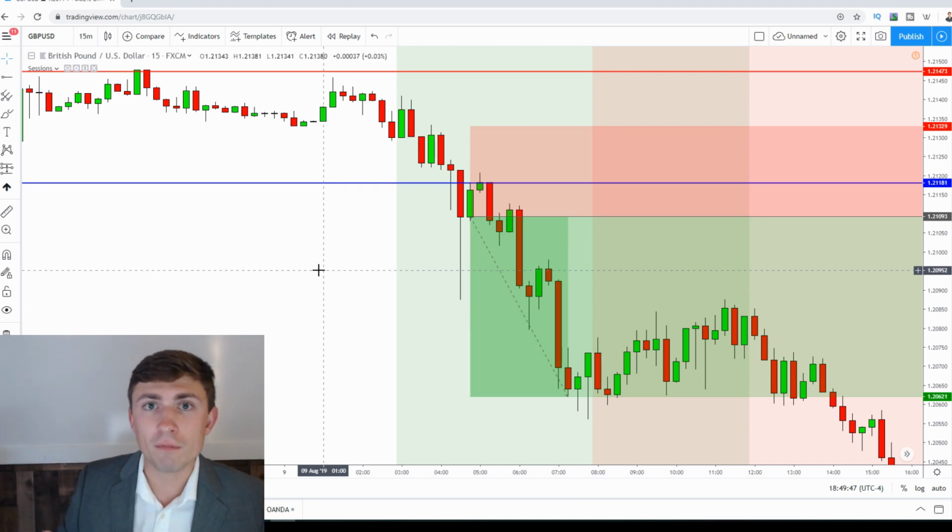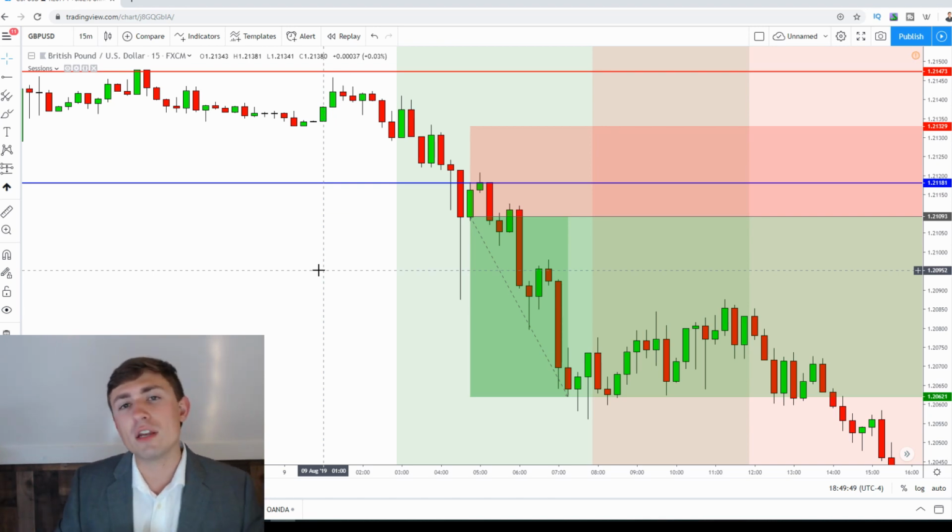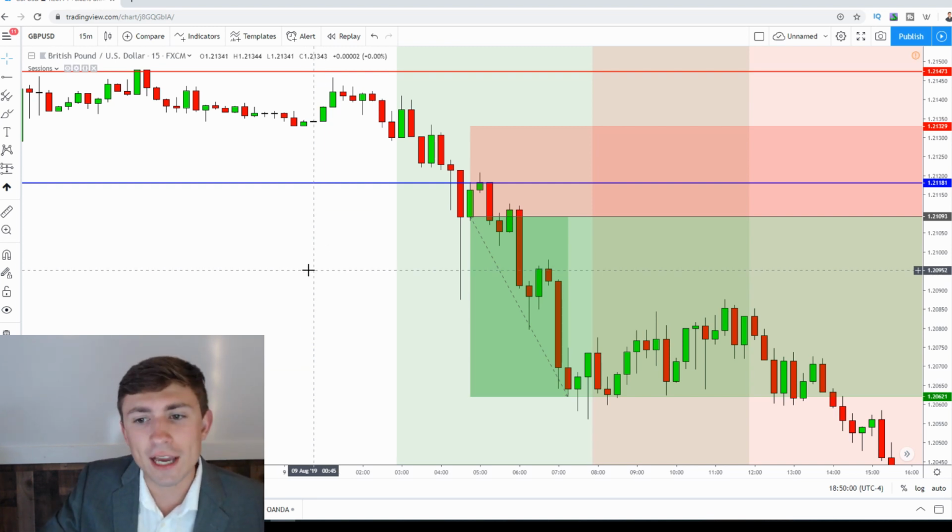Using the momentum of the market, the natural moment that we know that we're going to see a lot of potential volatility in the London session. That's where we're looking to get involved and to take advantage of our opportunities here. So next up, let's take a look at what would have happened from there.